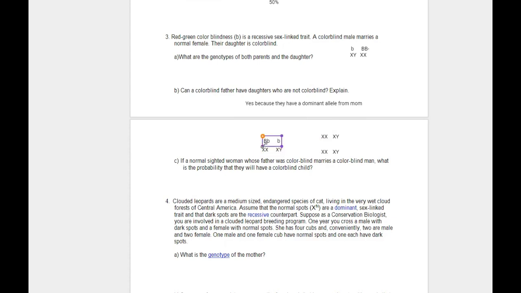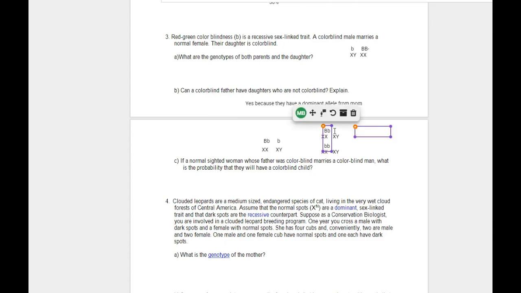Okay, if she's on top, we can put them up here. Actually, we'll put her on the side and him on the top. So what's he gonna give to every one of his daughters? Well, in this one, he gives a small b. Now she's gonna give one big, one small on this one. On this daughter, she's gonna give two small. She's gonna give this one, and this one will make that one. All right. So hopefully that makes sense for that part.